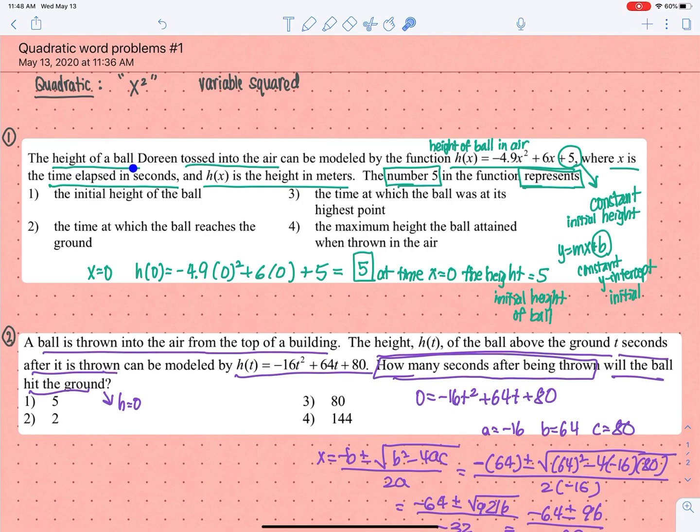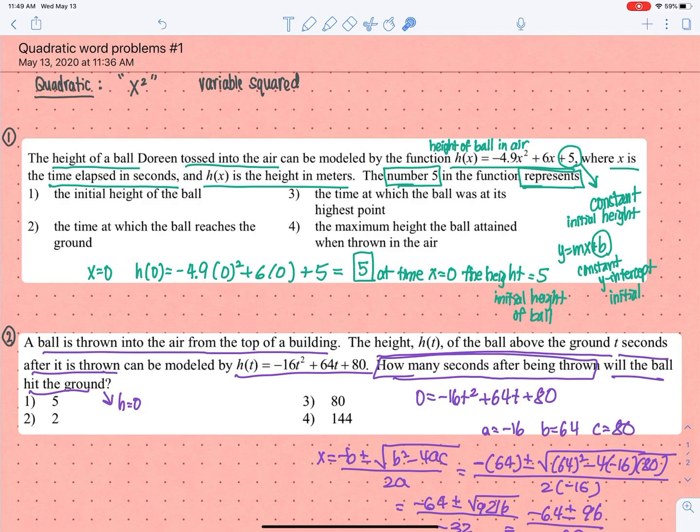The height of a ball Doreen tossed into the air can be modeled by the function, where x is the time elapsed in seconds and h(x) is the height in meters. The number 5 in the function represents... Well, first of all, I did some annotating, and this function represents the height of the ball in the air. So I labeled it here. This is the height of the ball in the air and x is the time elapsed in seconds. So this is the time.